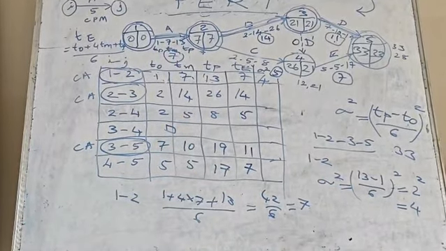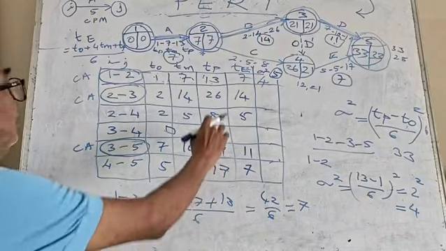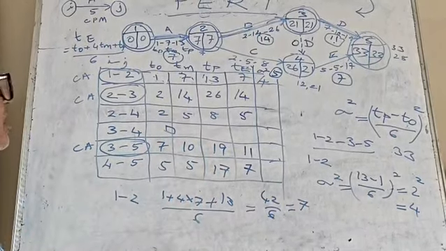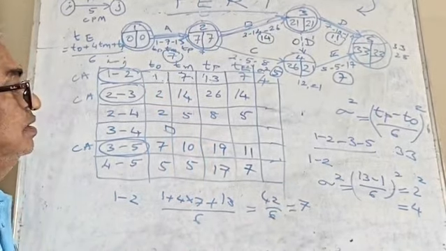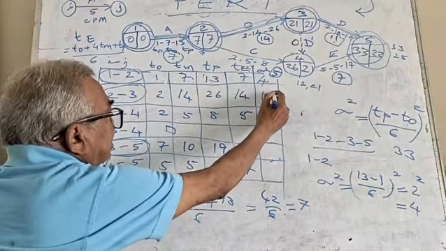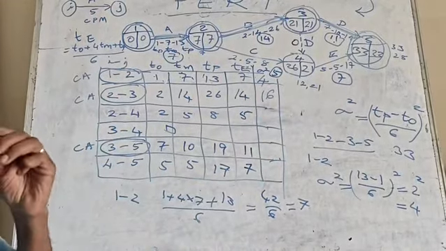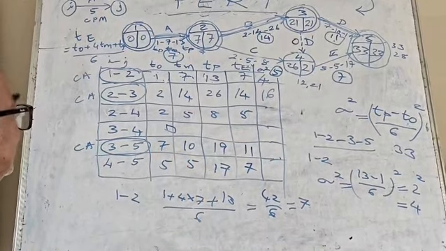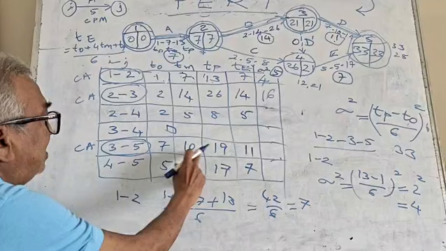Then coming to 2, 3. What is the value? 26 minus 2 is 24. 24 divided by 6 is 4. 4 square. 4 square means 16. I hope it is clear. Any doubt in that, you can ask me later. You can DM.